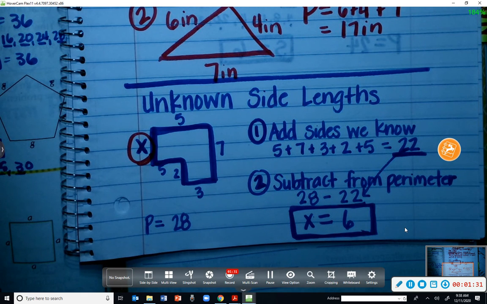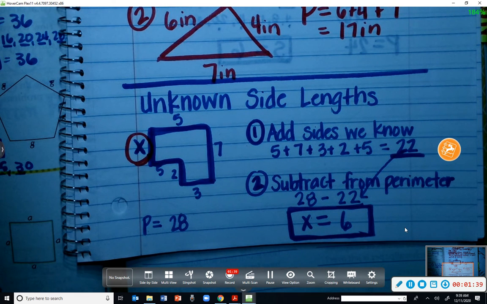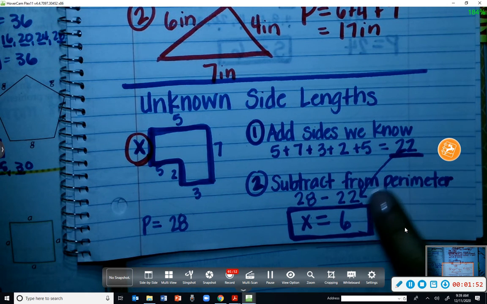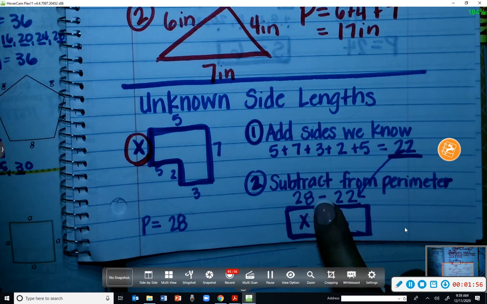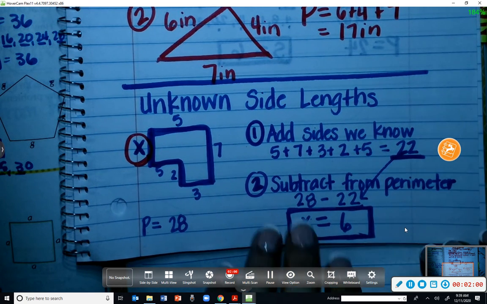Kaylee, what do I do first? You can add the sides you know. Good. Add the sides we know, so it would be 5, 7, 3, 2, 5. I'm going to add those up first. Okay? What would I do next? Bryson? Subtract from the perimeter. Subtract that number from the perimeter. So I added up and got 22, and then I needed to subtract that number from my perimeter, which was 28. Okay?